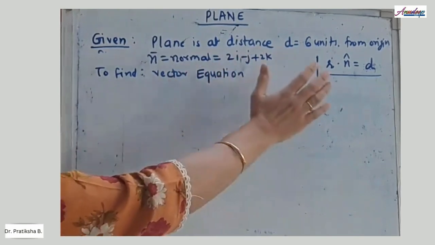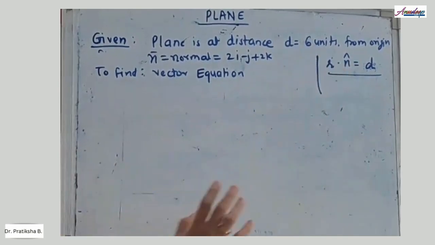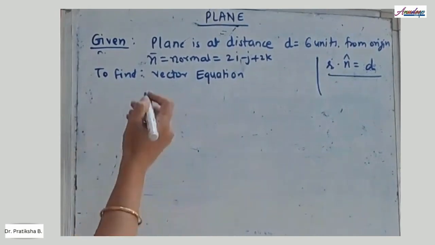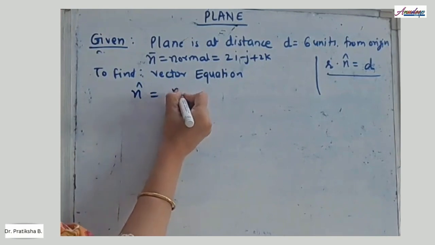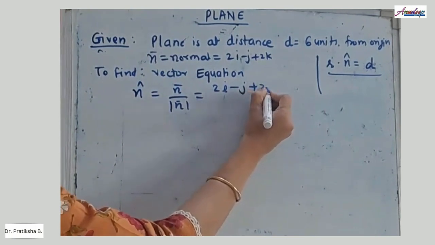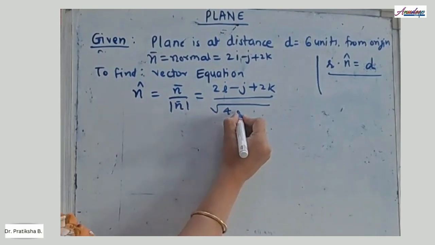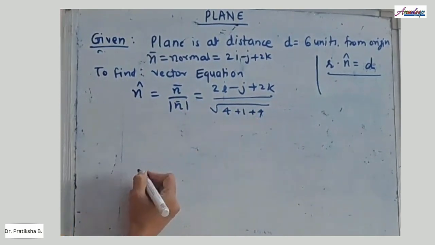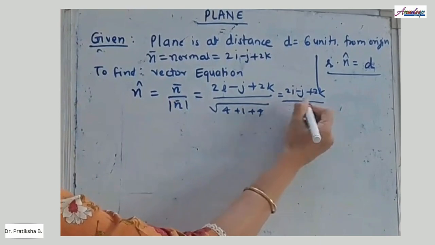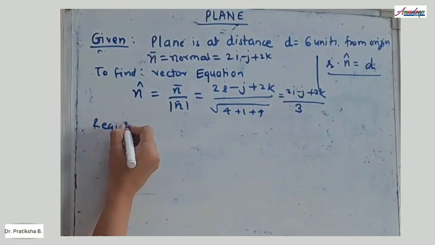In such a case, we can use the direct formula where we have r dot the unit normal vector n hat equal to d, where d is the distance of the plane from the origin. So here let us calculate n hat, that is n vector upon mod of n. n vector is 2i minus j plus 2k, and the modulus of n will be the square root of 4 plus 1 plus 4. So I am getting 2i minus j plus 2k upon the square root of 9, that is 3.